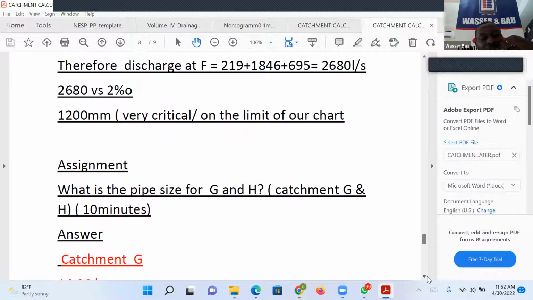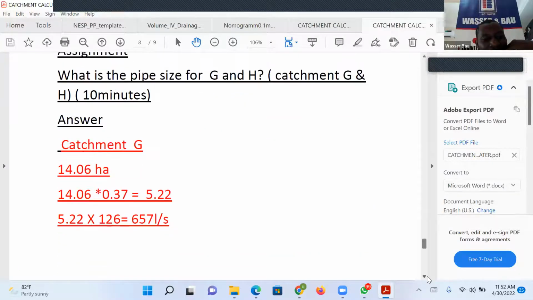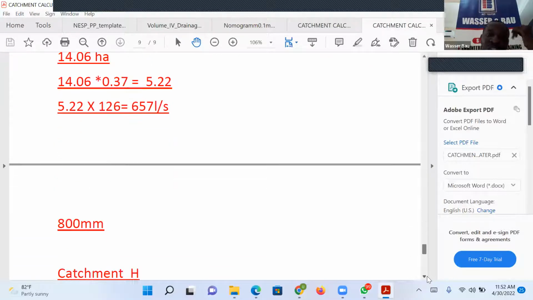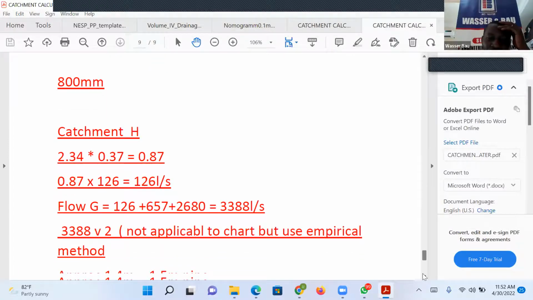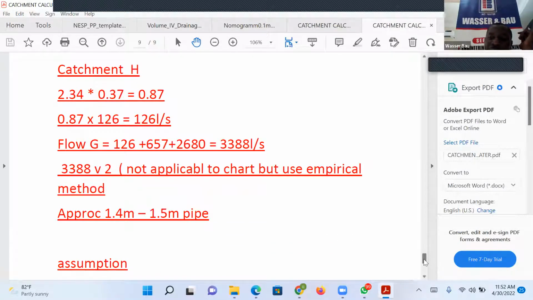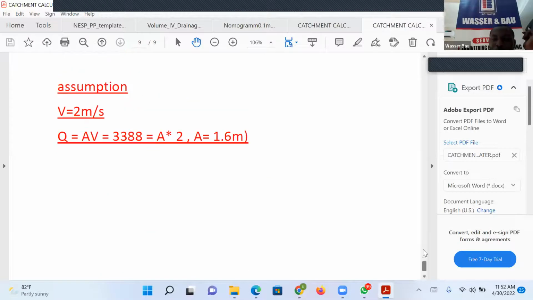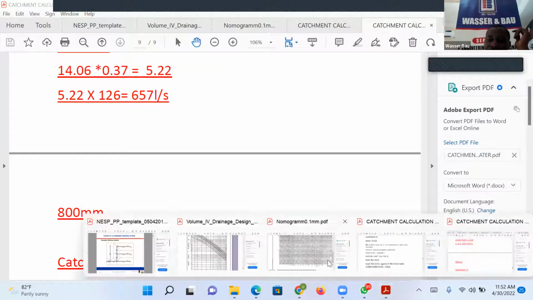So you can see it. Catchment G is just itself. Once you get this value, you automatically know it's 800 mm, and so on and so forth. So this is how you do it, and you now size the whole pipe. When you size the whole pipe, you now go and detail it in your AutoCAD.